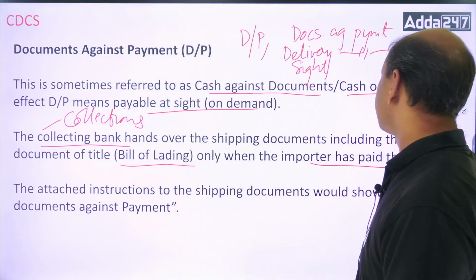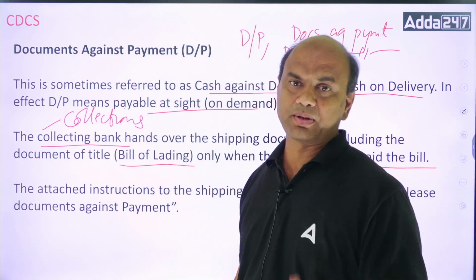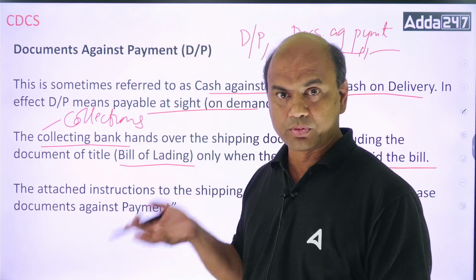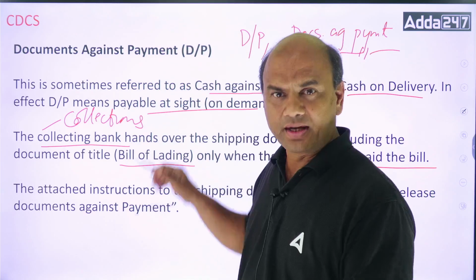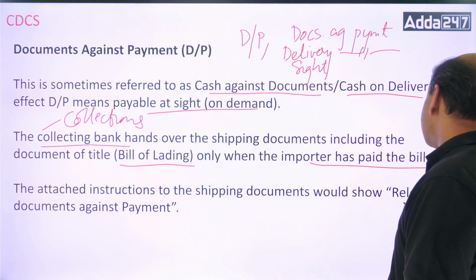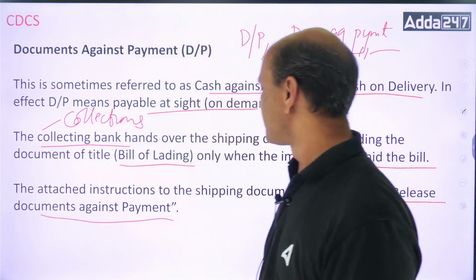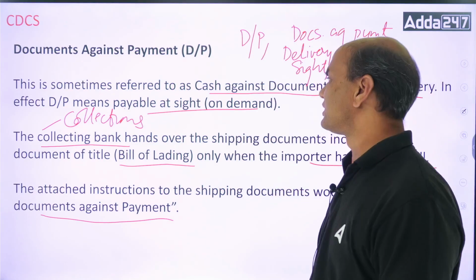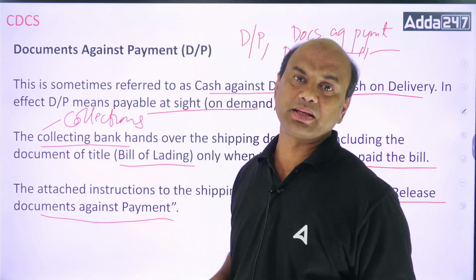Only when the importer has paid the bill. So the collecting bank, or the issuing bank in LC, will hand over the documents to the importer only when the importer has paid, when money is received. That is DP. The attached instructions to the shipping documents would be release documents against payment. What do you mean by the attached instructions? It means that whenever this bank will send, there are two banks in collections. One is the remitting bank, second is the collecting bank.